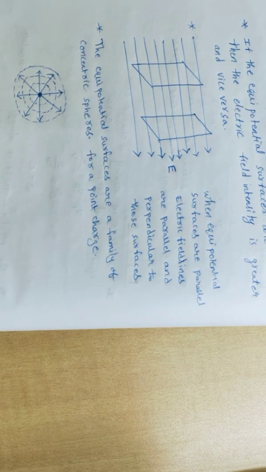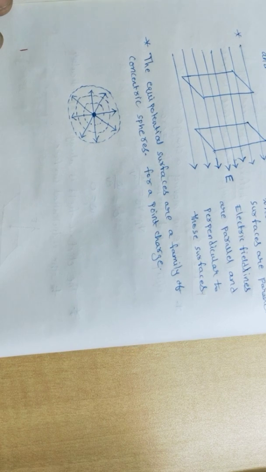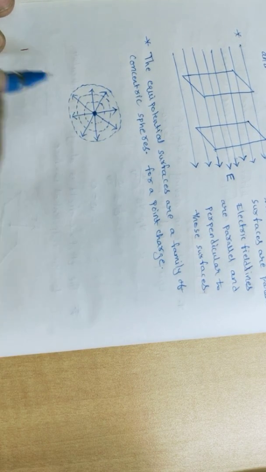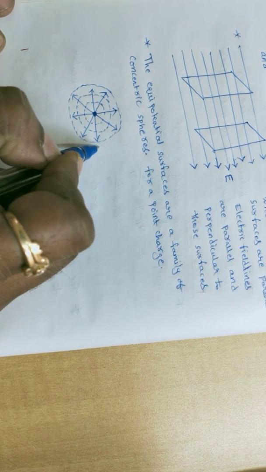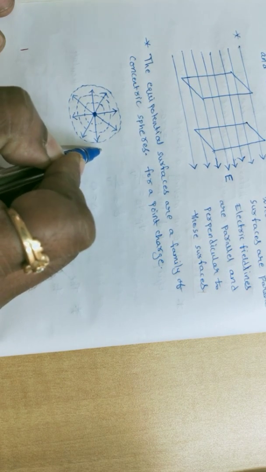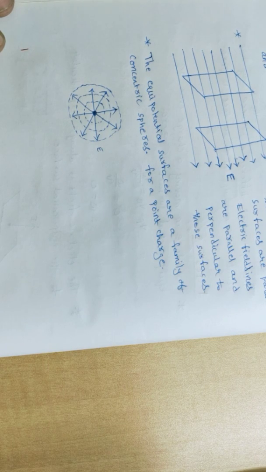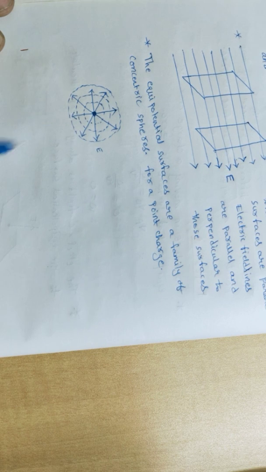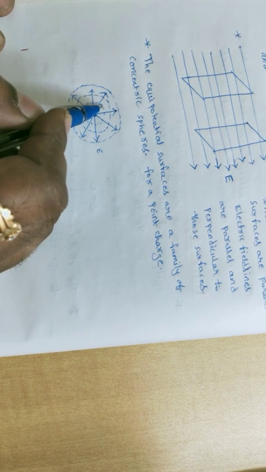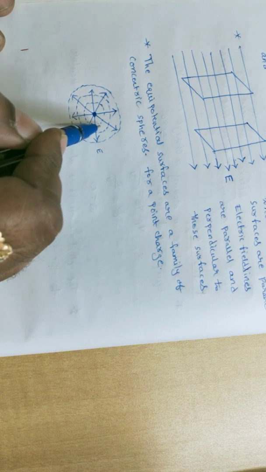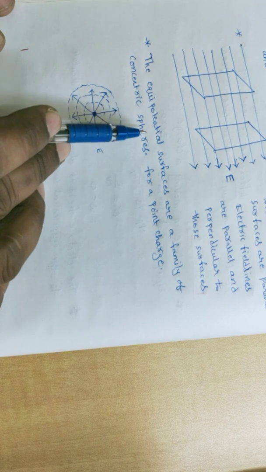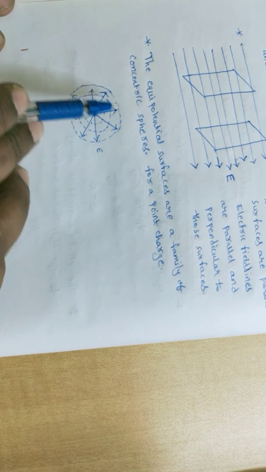In the same way, for example in the case of a point charge, we place one point charge here, and in the outward directions the field intensity will act like this. In this direction the electric field is developed, in this direction also, if it is a positive charge. In that condition we can construct concentric circles or concentric spheres. So here the equipotential surfaces are a family of concentric surfaces.